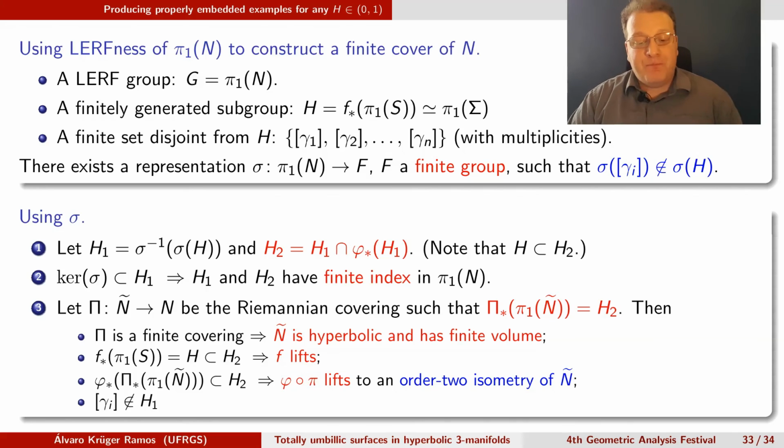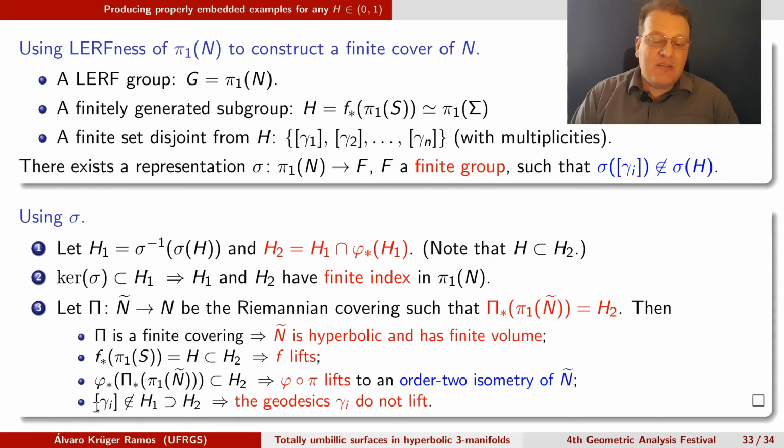And finally, since gamma I is not in H1, and H1 contains H2, so gamma I is not in H2, and these geodesics don't lift. And that's what you need to create your finite cover, such that you have a totally geodesic surface there without any closed geodesics intersecting it with length less than 5 times T naught. And as explained previously, this proves the theorem.